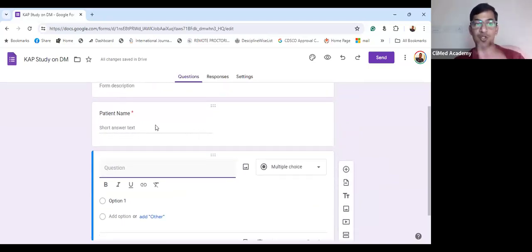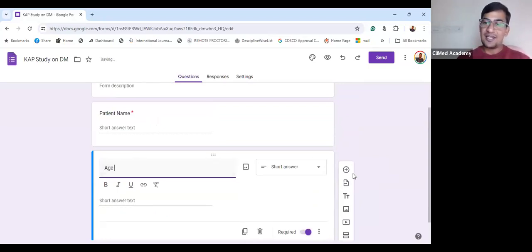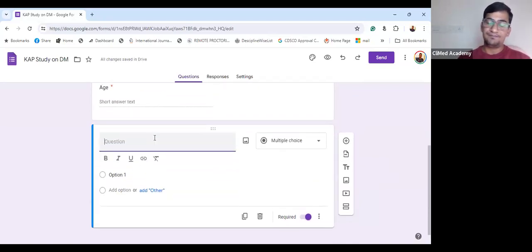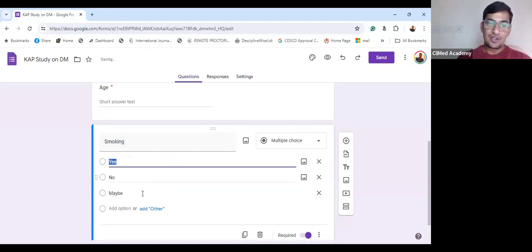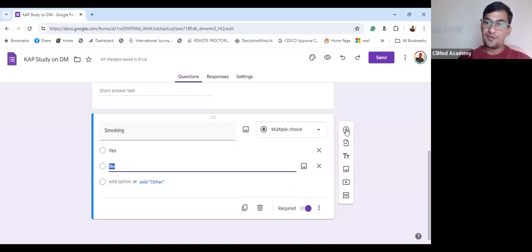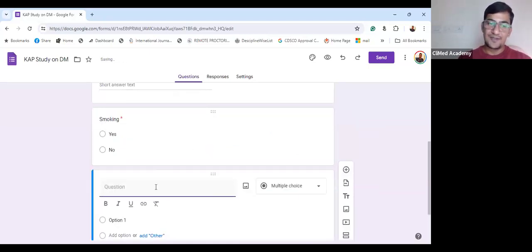So first you will ask the patient name, then you will ask the age of the patient, and then suppose you want to ask if the person is smoking or not. So you just have to choose smoking, yes or no. Okay, so yes or no is the answer. So he will choose between yes and no.